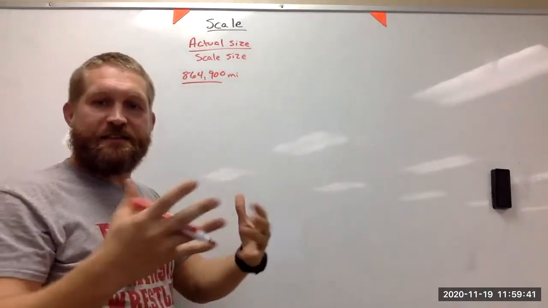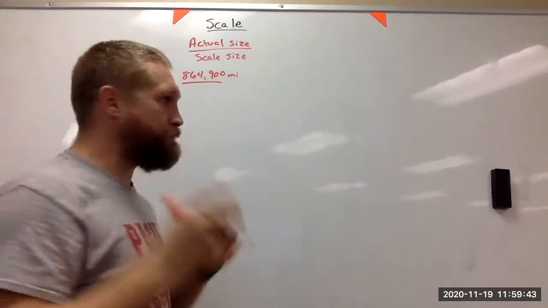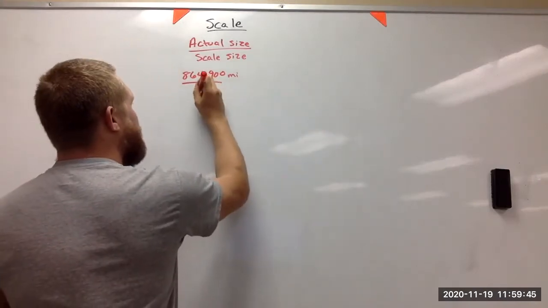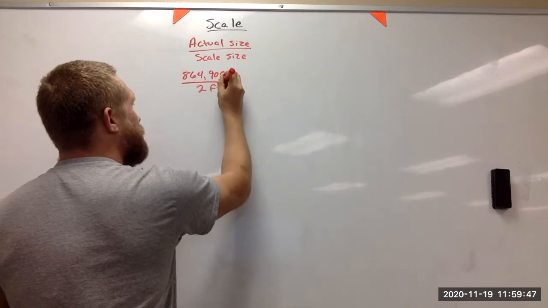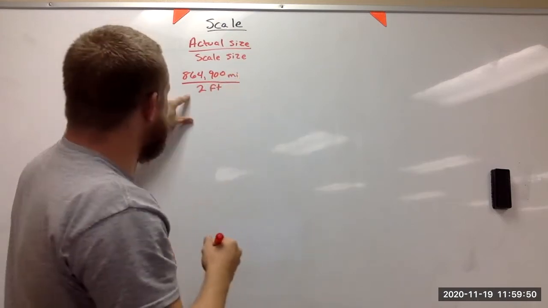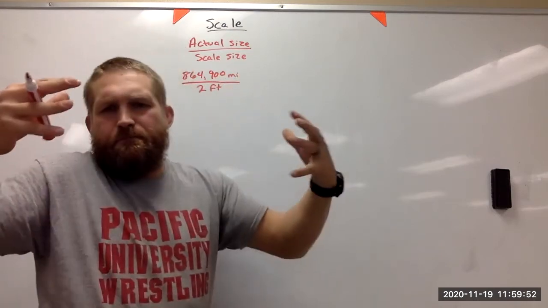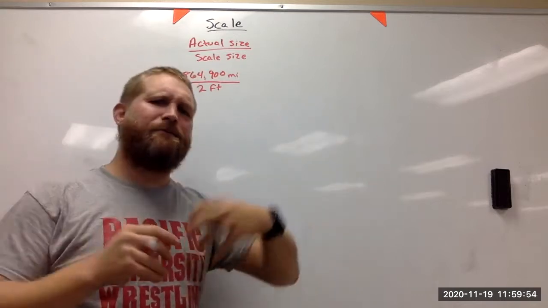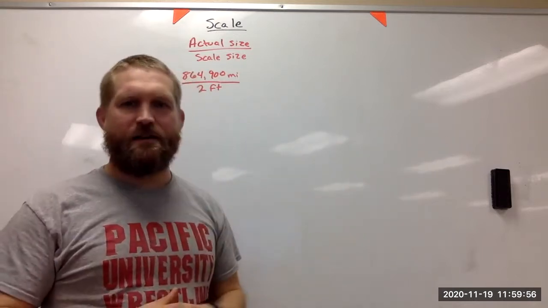Now I need to know the scale size. I'm going to make that sun 2 feet for the purposes of our demonstration here. Okay, so we have a sun that's this big and we're going to shrink it down to this big. Now I want to know, how am I going to compare that to how big Earth is, how far Earth is, how big is Mercury, Venus, all that kind of stuff?